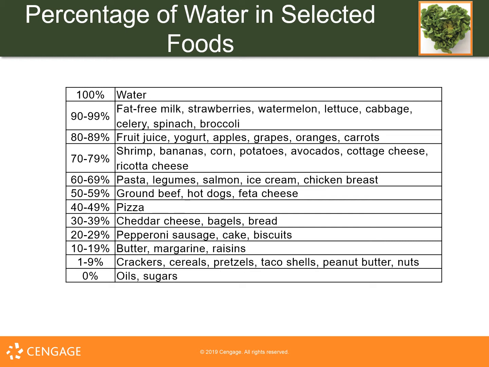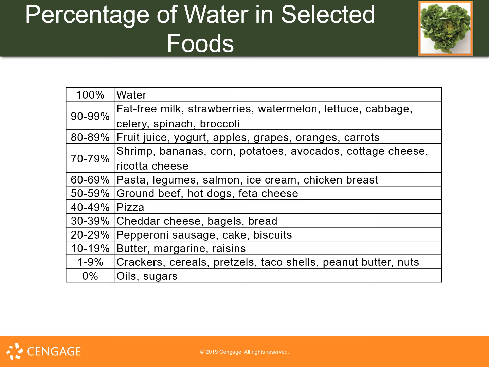Percentage of water in selected foods. A lot of the foods that you eat on a daily basis contain water. Even pizza, as you see here, is about 40 to 49% water. Whereas other sources, as you see on the top, a lot of fruits and vegetables top the chart when it comes to percentage of water, like bananas, potatoes, avocados, oranges, grapes, watermelon, lettuce, and cabbage, and so on.